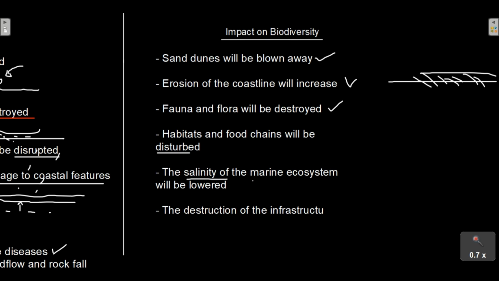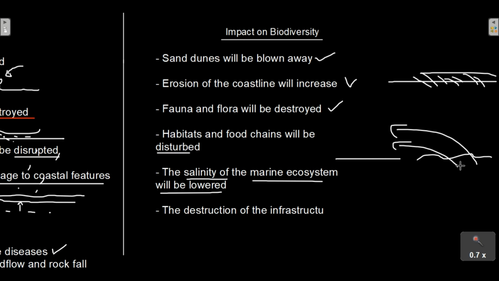The salinity of the marine ecosystem will be lowered, because now the marine ecosystem loses its salinity, the salt content, because now you're displacing that water into the land. So it loses some of that salt, and hence, of course, that will have an effect on the environment of these species that live in this marine ecosystem.